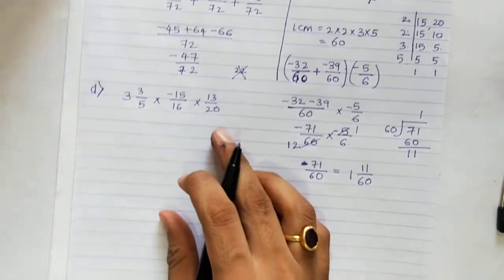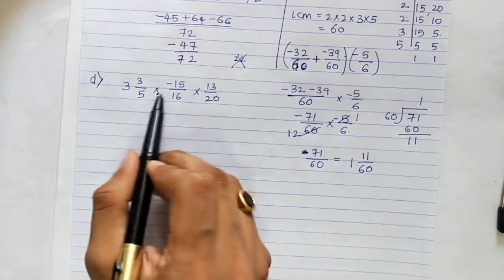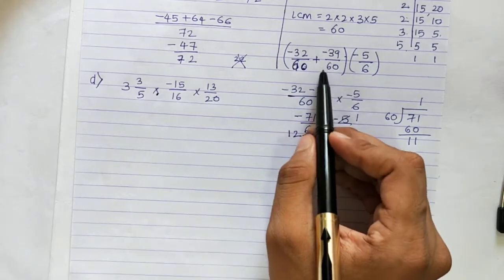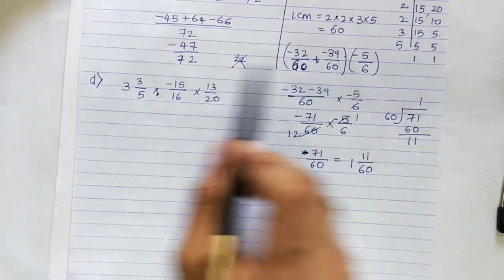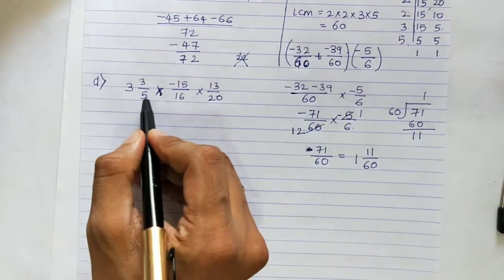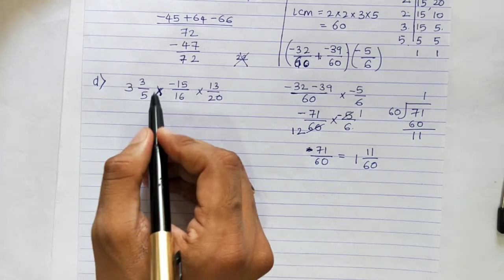The question is this: 5D. All the numbers are in multiplication. If there is multiplication, no need to take LCM. We take LCM only when there is a subtraction or addition sign to make the denominators equal. Here there is multiplication, so no need of taking LCM. Just first solve this mixed fraction.